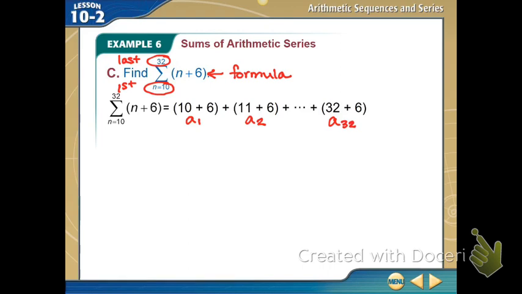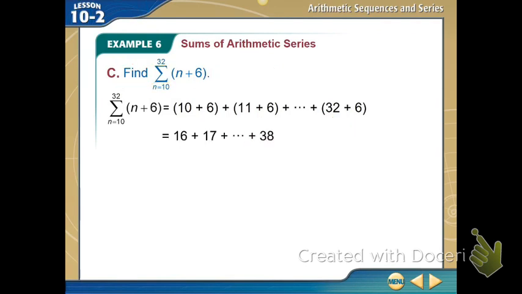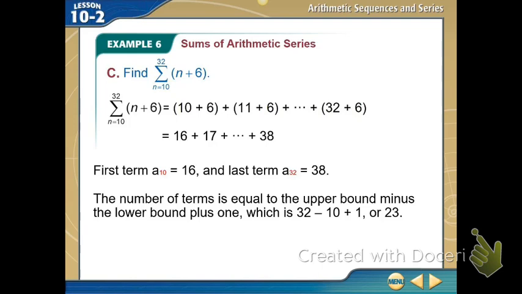What I need in my formula is the first term, the last term, and the total number of terms. So there's my first term, 16, and there's my last term, 38. So how many terms do I have? Well, I started with 10 and ended with 32, that means there's a total of 32 minus 10 plus 1, or 23 total terms. You can count them out on your fingers if you want to, but the general rule is you take the first, you subtract the last, and then you add 1 back on.